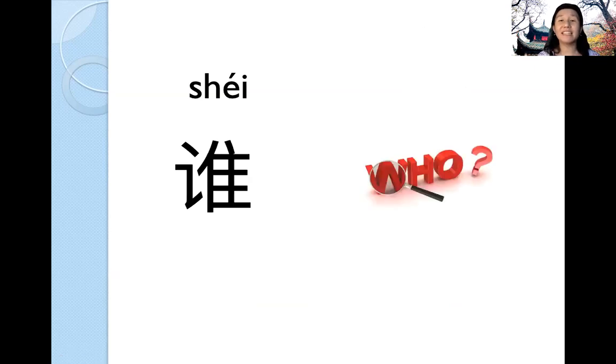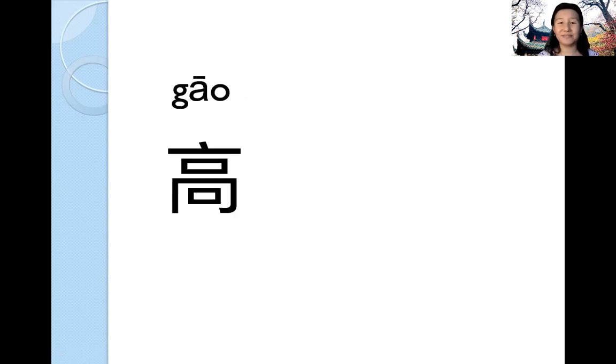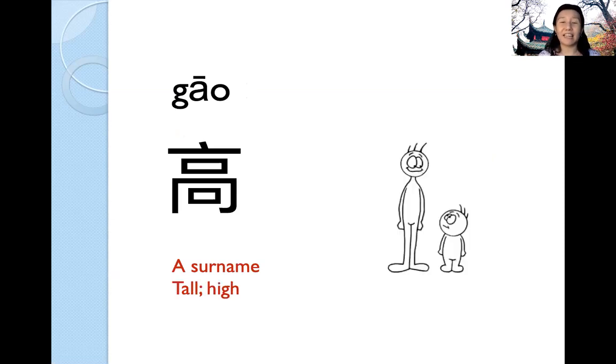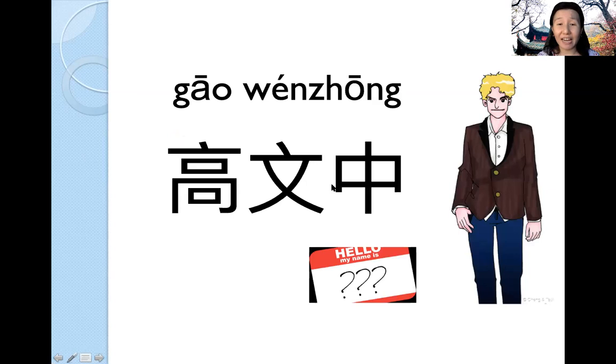And 谁, it means who. It is a question pronoun. The radical means speech because we need to speak when asked a question. 高, it's a surname. It means tall. And then again, it's used in one of the fictional characters in the Integrated Chinese textbook. 他是谁? 他是高文中. 他是高文中. And let's review a little bit. 他姓高. 他叫高文中.